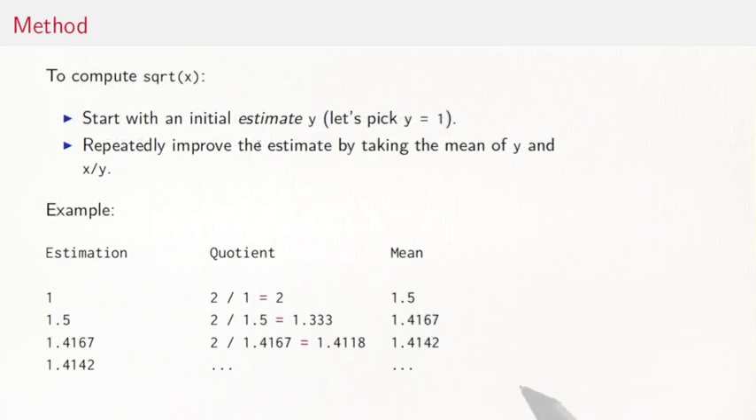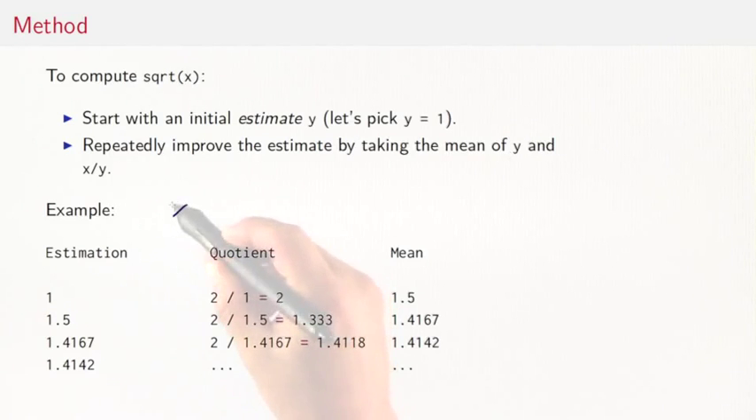To compute square root of x, we start with an initial estimate value. It doesn't really matter what that estimate is as long as it's positive, so let's pick y equals 1. And then we repeatedly improve the estimate by taking the mean of the old estimate y and the value of x divided by y, where x is the value we want to draw the root from. So let's see that in action.